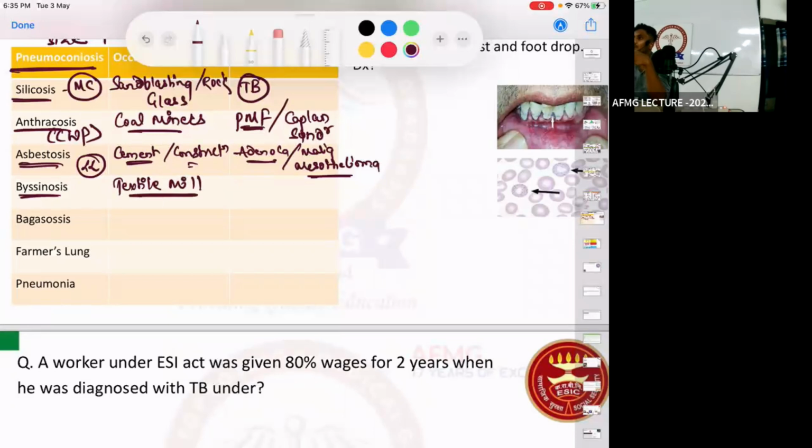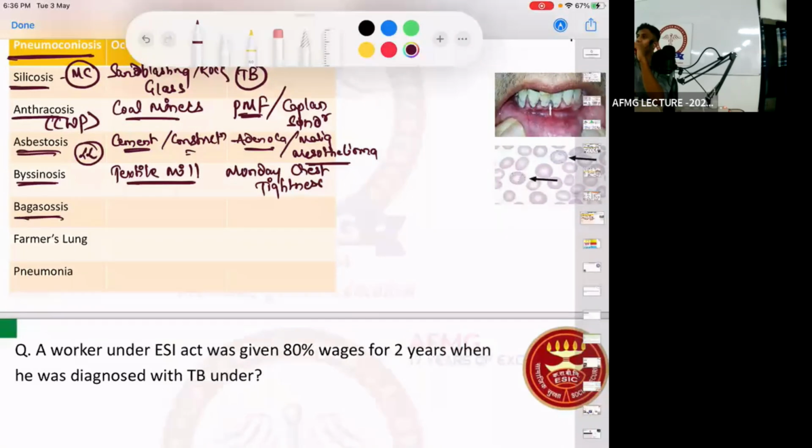A feature is that the patient will have chest tightness when he resumes work, and therefore it is called Monday chest tightness. Monday chest tightness and Monday disease are different. All of these things will be different. Only Monday chest tightness is associated with byssinosis.